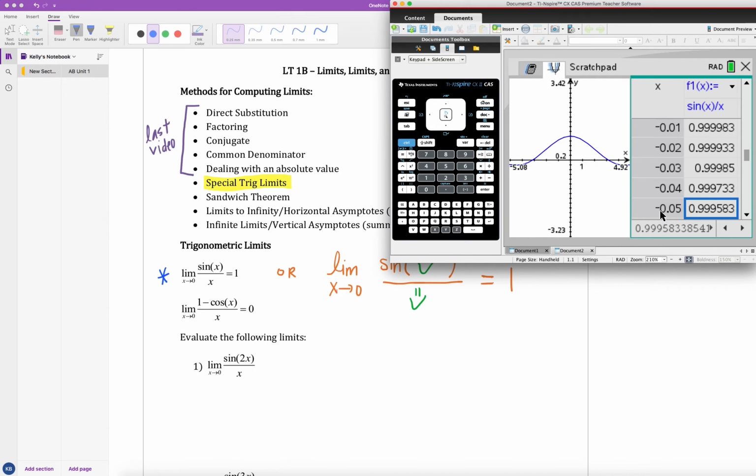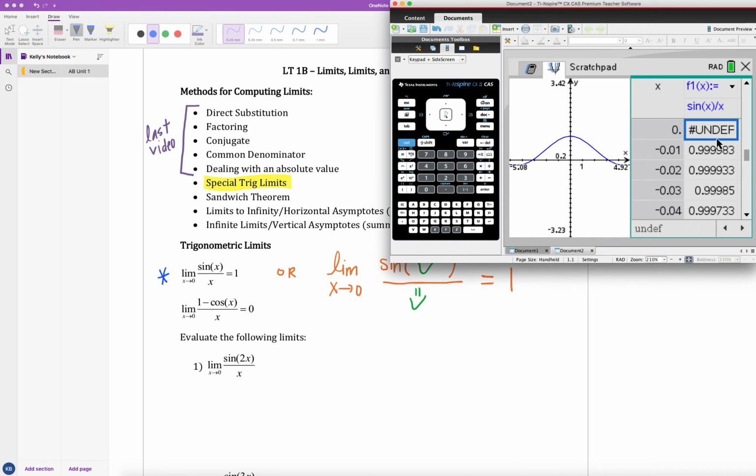I have a table over here, and I'm going to start with the value of negative 0.05. So it's really, really close on the left-hand side. It's already at 0.999583. And as I continue approaching from the left-hand side and get closer and closer, we keep getting values approaching 1: 0.999933, 0.999983. I'm definitely getting closer as I get down to 0.01.